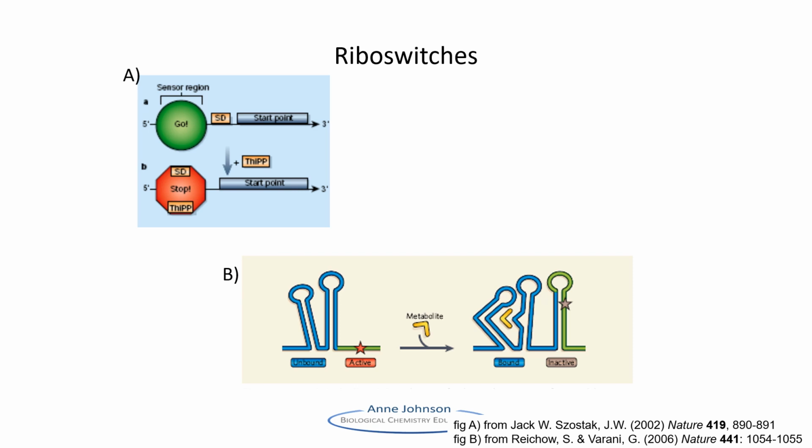In Figure B, you can see the availability of the Shine-Dalgarno, allowing translation. Upon metabolite binding, there is a structural reorganization of the stem loop structures such that the Shine-Dalgarno is incorporated into a stem loop, which the ribosome is not capable of recognizing, so translation of the protein does not occur.